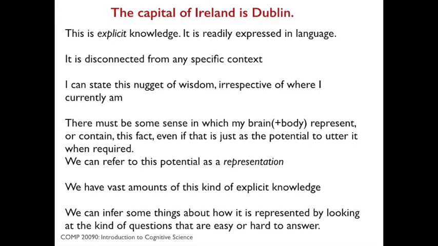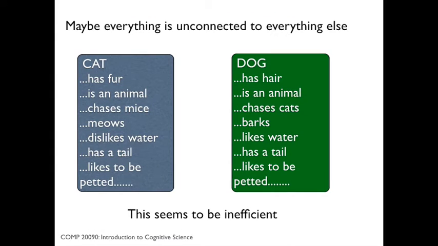Supposing I know some things about dogs and I know some things about cats. There's a few things I know about cats. They dislike water, chase mice, like to be petted. There's some things I know about dogs. Likes water, likes to be petted. They're both animals, they're both mammals. The number of things I know about dogs and cats is really huge, and I'm not sure that listing a bunch of sentences would be a good way to get at them. Also, if you look at this, there's massive redundancy there.